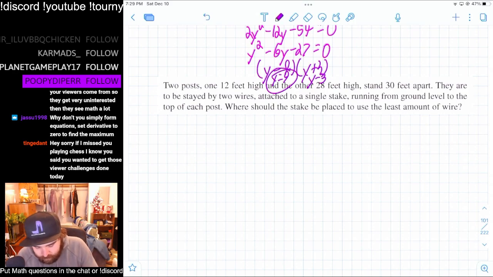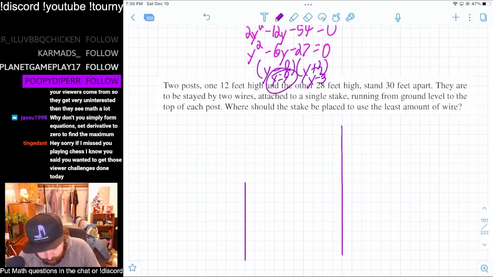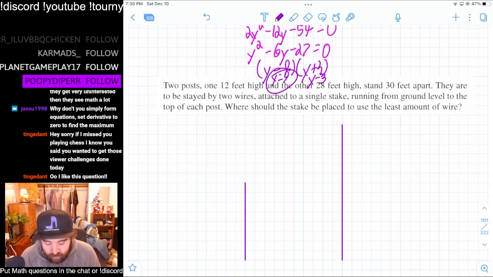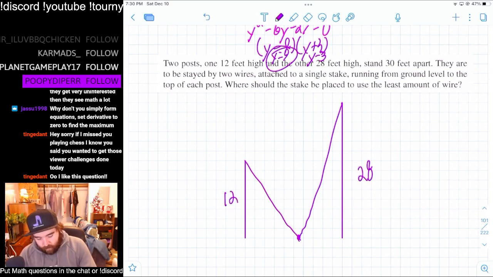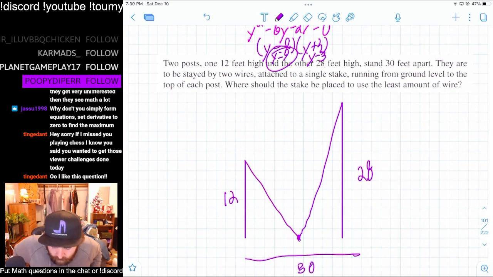We have 2 posts, one 12 feet high, the other 28 feet high. They are to be stayed by 2 wires attached to a single stake running from ground level to the top of each post. So I guess we're just putting it somewhere in the middle, and we're going to run this wire here. So we know that's 12, we know that's 28, and we know this is 30. So where should the stake be placed to use the least amount of wire? Oh, that's a good question.